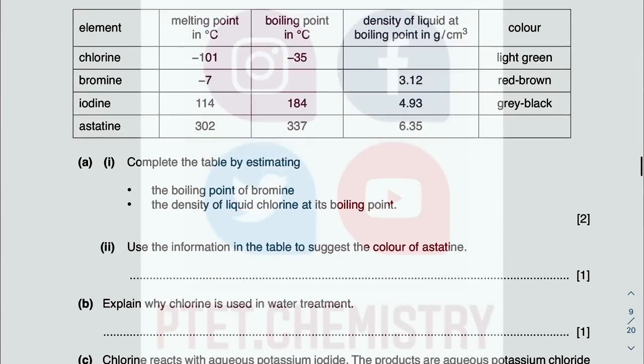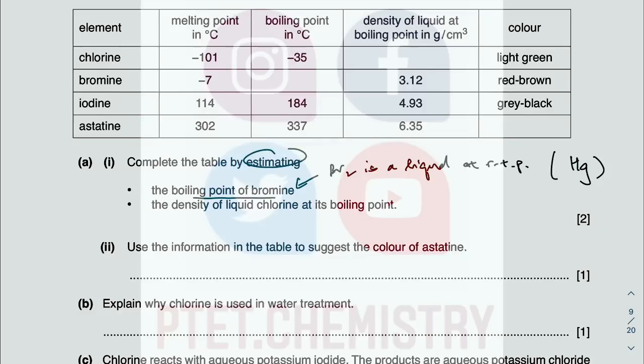Okay, next bit, complete the table. They want you to estimate the boiling point of bromine. Based on this, you should be able to see that they increase, they become more positive. But what do you know? You know Br2. Bromine is a liquid at room temperature and pressure. In the whole of the periodic table, there are only 2 liquid elements, one of which is bromine, the other one is mercury. Mercury is a liquid metal, bromine is a liquid molecule.